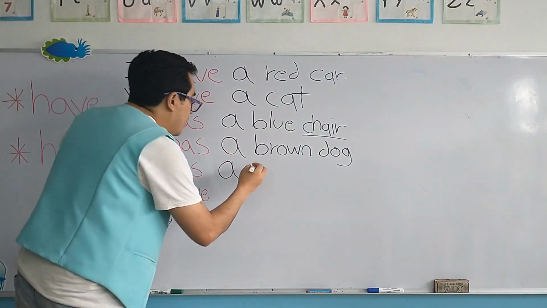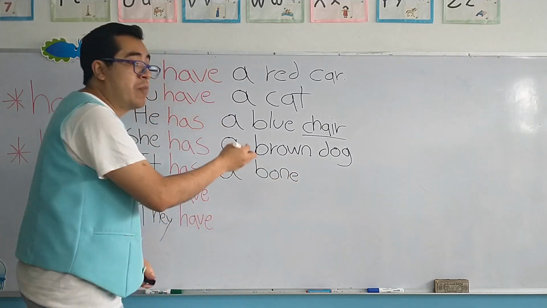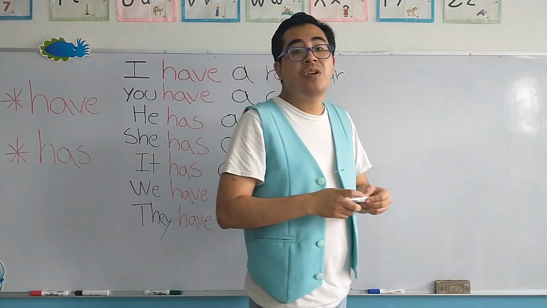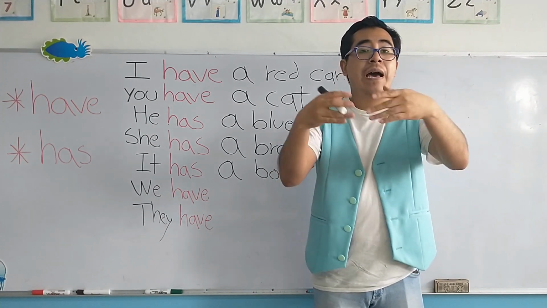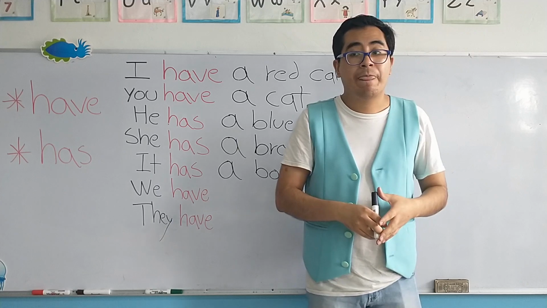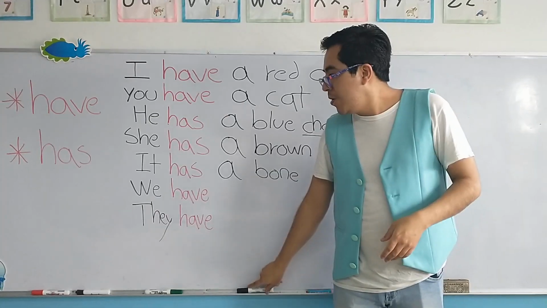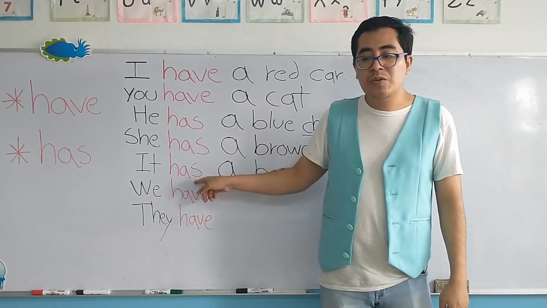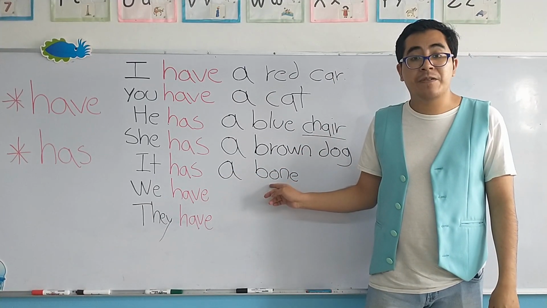It has a bone. Now remember the word bone in Spanish, hueso, and this is of course when we are talking about a dog, for example. Okay? So, in Spanish, eso tiene un hueso. Okay? Very good.